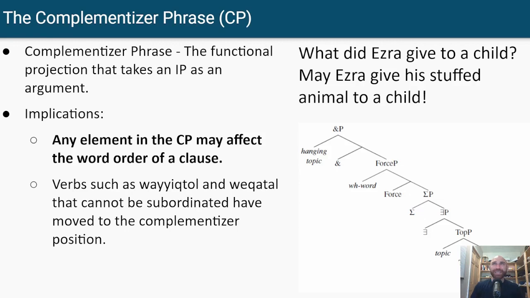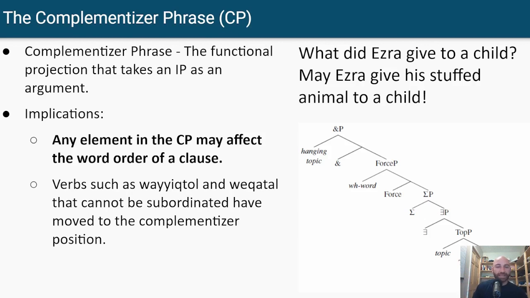So what did Ezra give to a child? Or we can question part of it. What did Ezra give to a child? It's questioning the thing given. The word what is taking the place of a particular argument of give, and that appears at the front of the sentence. So that's what's crucial here, and I mentioned this with the questions: for whatever reason, we often in language get these question words at the front of the sentence.